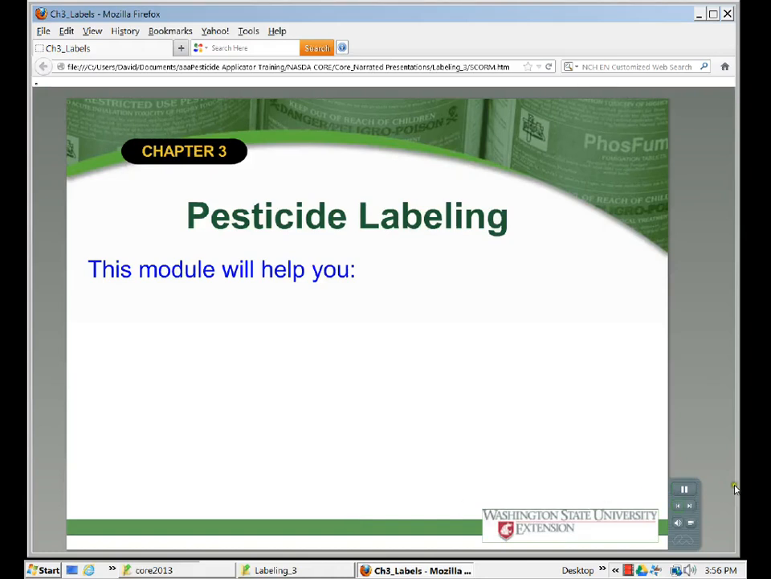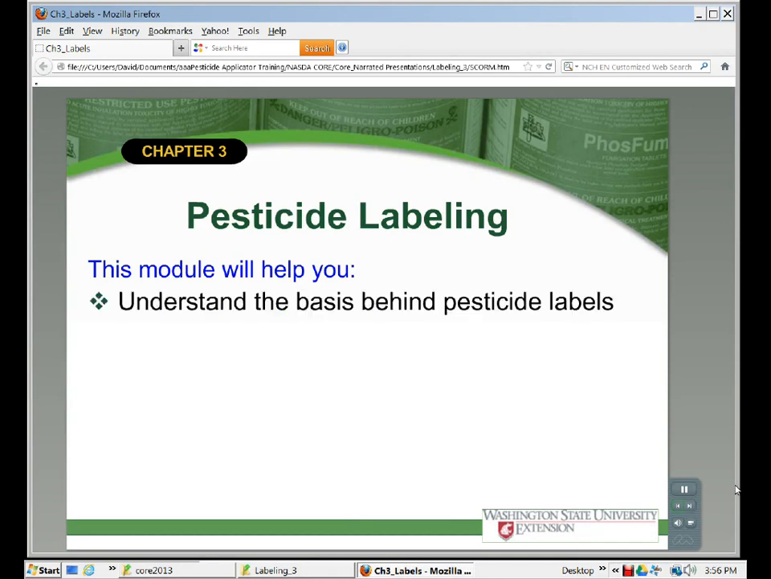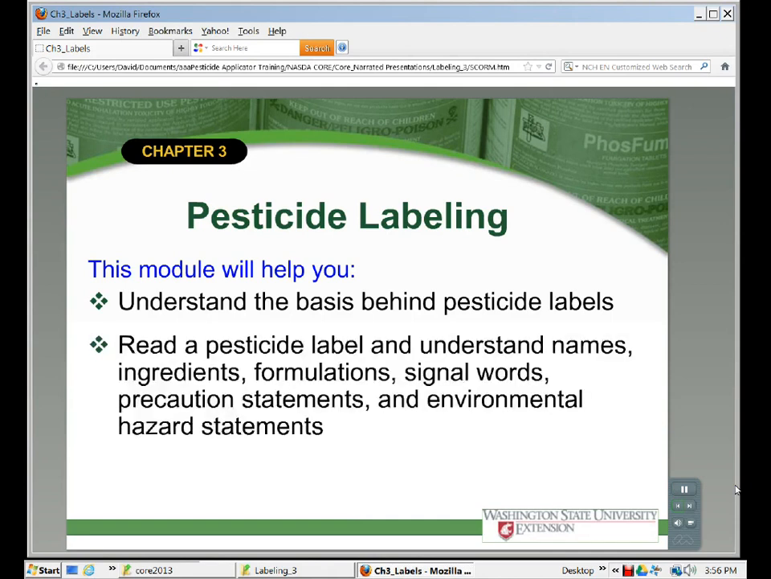Anyone who applies pesticide must have an understanding of pesticide labeling. This module will help you understand what is required for a pesticide label to be approved and a product registered. It will also give you important information on how pesticides are named, how ingredients are defined, and types of formulations.